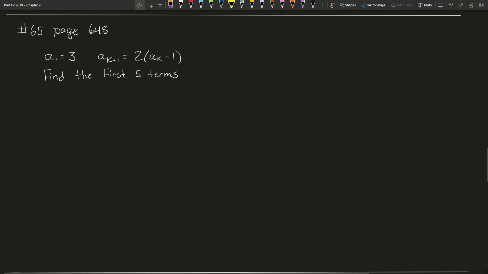Another example of this is directly from your book. This is number 65 on page 648. If you want a couple of other examples of this, it's a great place to get it. It tells us that the first term of the sequence is 3, and then every other term is 2 times the term before it minus 1. I want to find the first 5 terms.